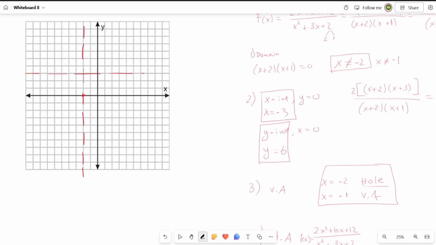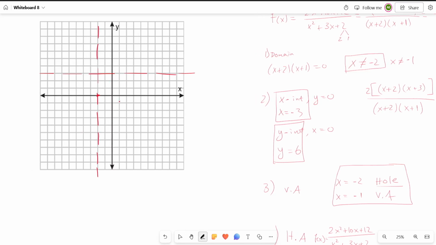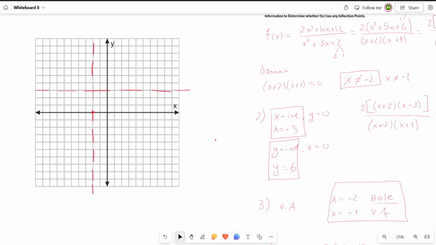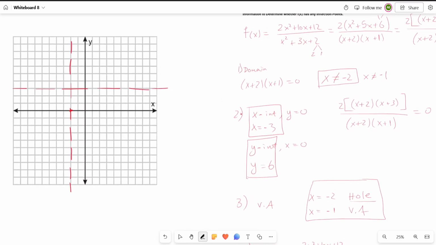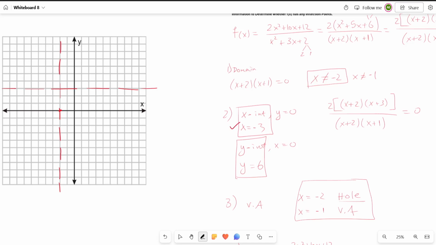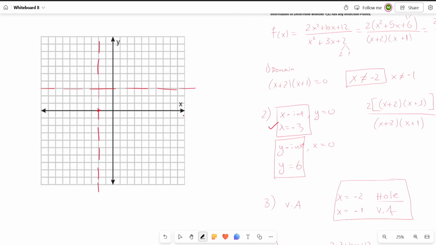So when sketching, you don't need to be accurate with your scale. Okay, so these are our two asymptotes. Next, we put in the x-intercepts and the y-intercepts. So the x-intercept, we found it at x equals -3. So this is x equals -3. Our y-intercept was at y equals 6. So it's probably very high up. Let's say it's over here.